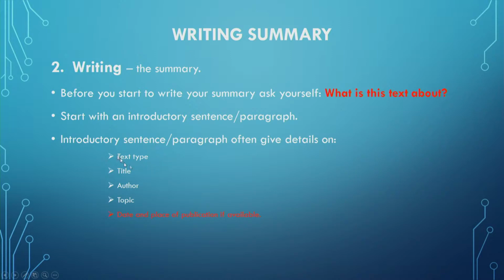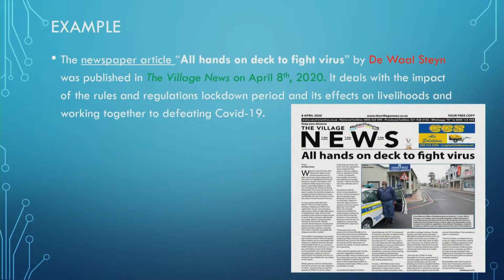Let's have a look. So text type, when I write introductory sentence, the text type, we already know it's a newspaper article. Then the title, do we have a title? Let's have a look. Yes, we do. All hands on deck to fight virus. This is our title, right? The newspaper, the Village newspaper. So it's a newspaper article.